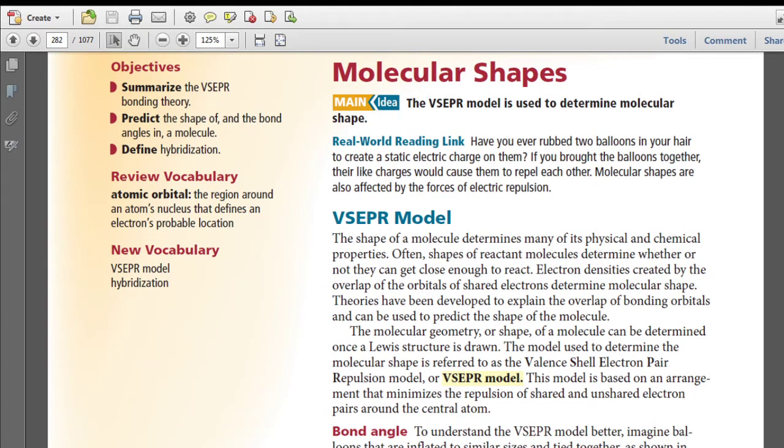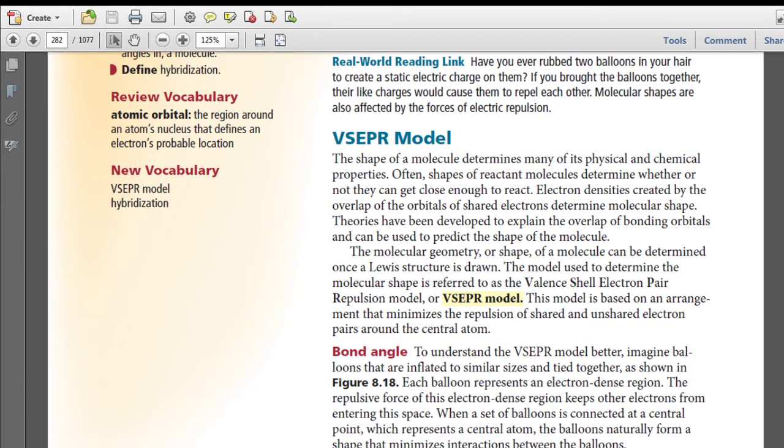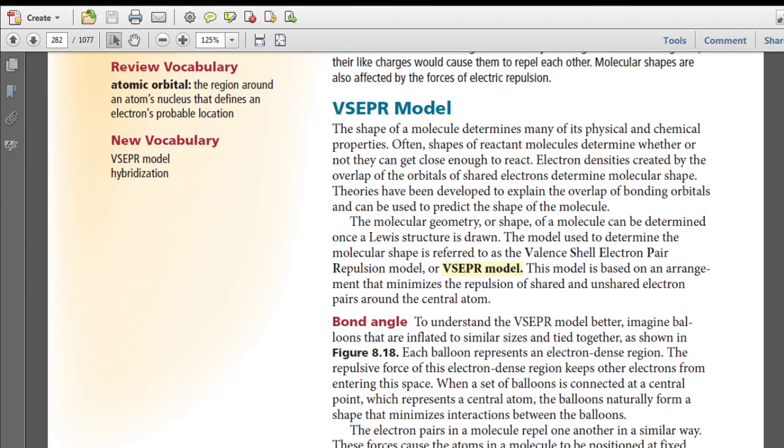The shape of a molecule determines many of its physical and chemical properties. Often, shapes of reactant molecules determine whether or not they get close enough to react. Electron densities created by the overlap of the orbitals of shared electrons determine molecular shape. Theories have been developed to explain the overlap of bonding orbitals and can be used to predict the shape of the molecules. The molecular geometry or shape of a molecule can be determined once a Lewis structure is drawn.